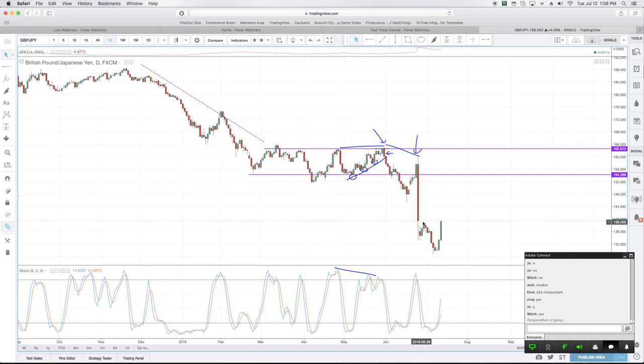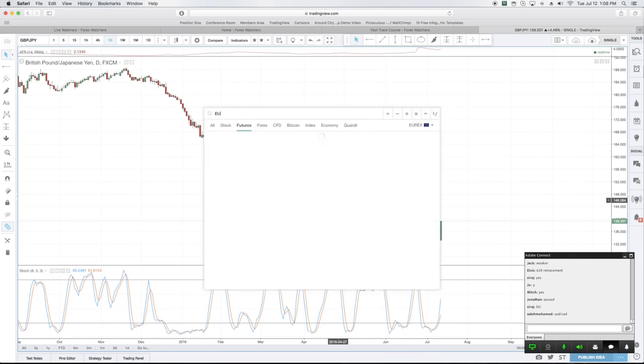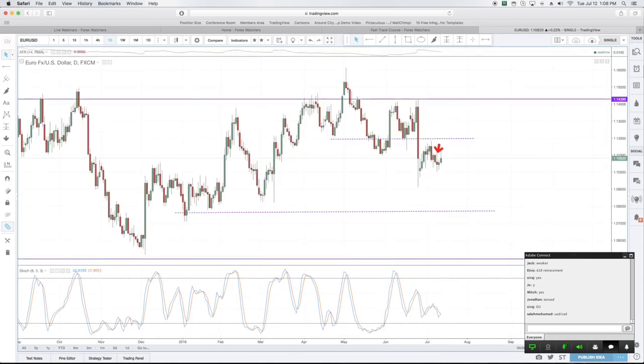Okay, next pair, Euro USD. This can be applied on all time frames. You don't have to do it on the daily because I'm doing it on daily. We'll work from Euro USD, work to pound. Okay, let's remove all this.